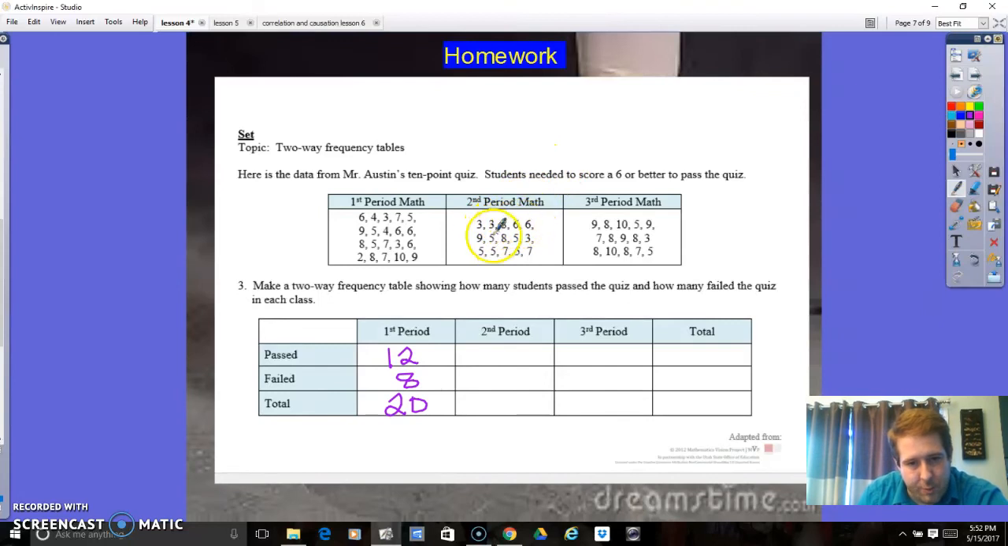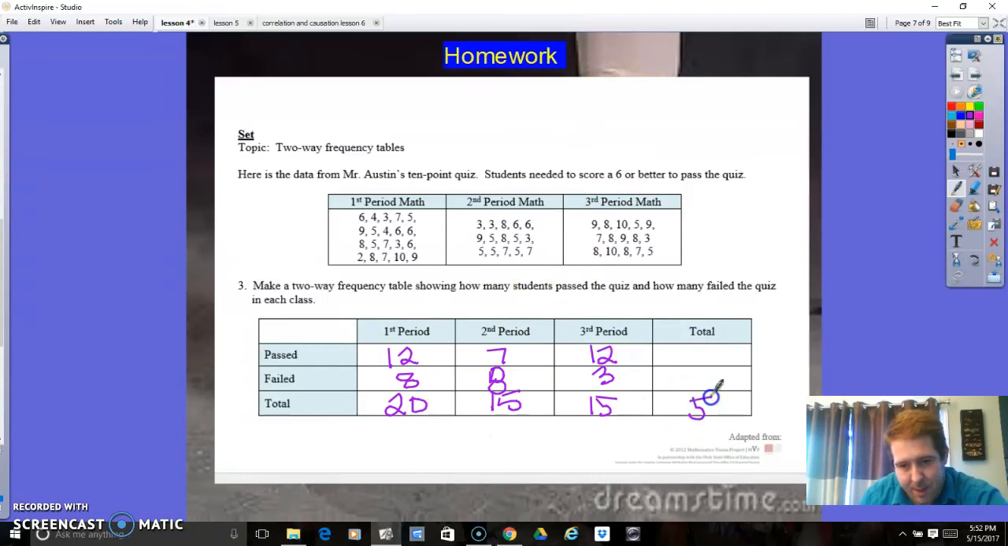6, 1, 2, 3, 4, 5, 6, 7. 7 out of 15, so that must mean that this had to have been 8. Third period, I believe, is also 15. I counted it earlier to save a little bit of time. 1, 2, 3, 4, 5, 6, 7, 8, 9, 10, 11, 12. So 12 people passed, which means only 3 people failed. Now I'm going to double check that one because that one's going to be easy. 1 failure there, another failure there, and another failure there. Yep, that one works. All right, so figure out the totals all the way across.